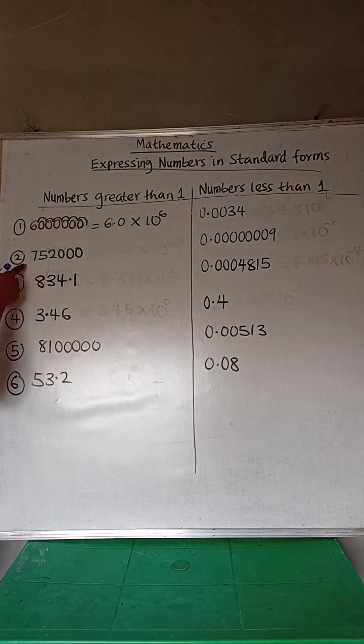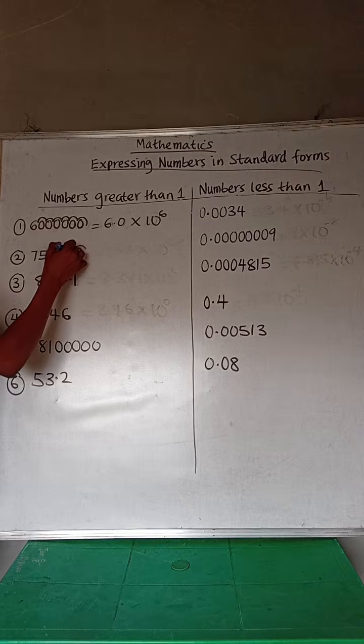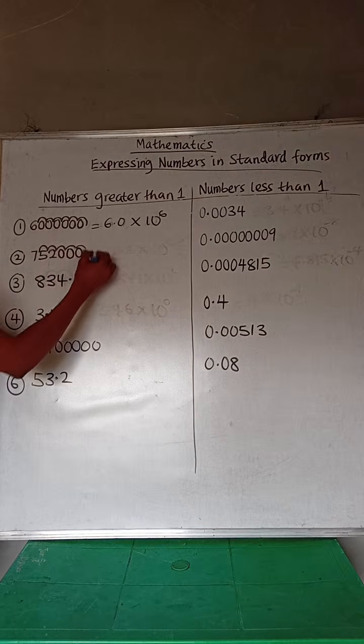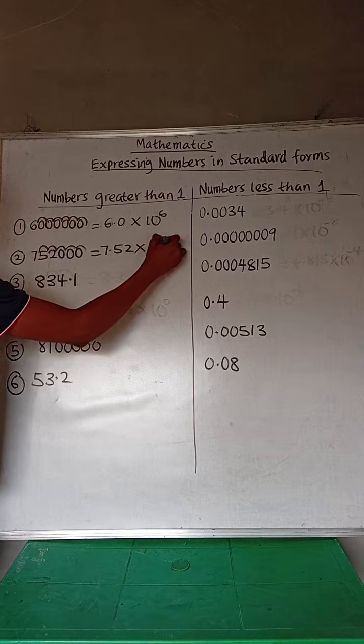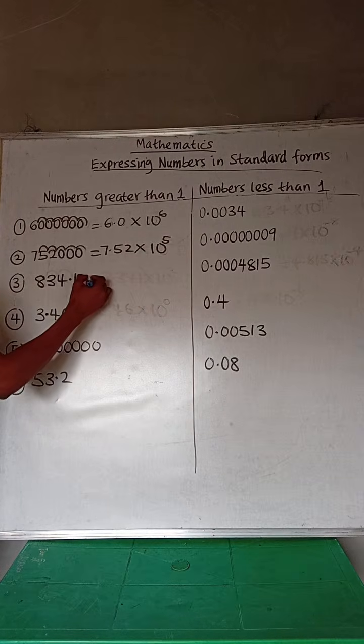Now, in number 2, you have 752,000 to convert to standard form. 7 is the first significant figure, so move from here: 1, 2, 3, 4, 5. That gives us 7.52, ignoring the zeros, times 10 raised to the power 5.